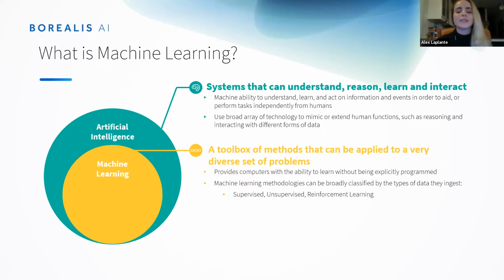And so where are we today? One of the main ways that we can drive forward with artificial intelligence is, of course, machine learning. And the way that I think about machine learning is really, it's a toolbox of methods that can be applied to a very diverse set of problems. And it really allows computers to learn about a particular task without being explicitly programmed. And I'm going to dig into that piece in a couple of slides. So just hold that thought in your mind.